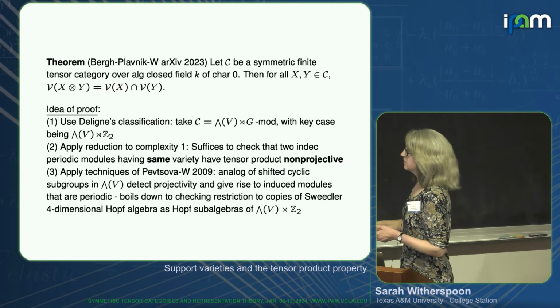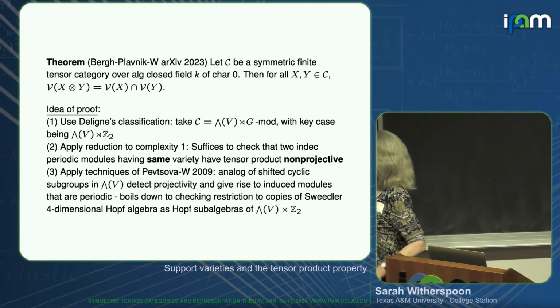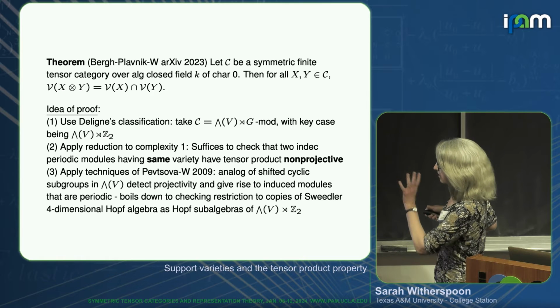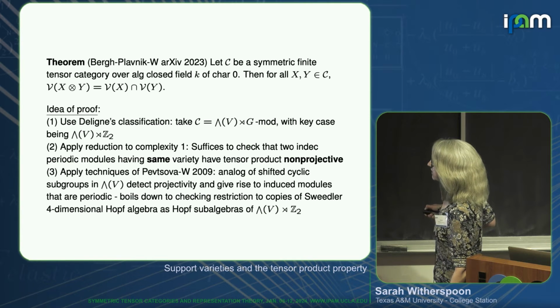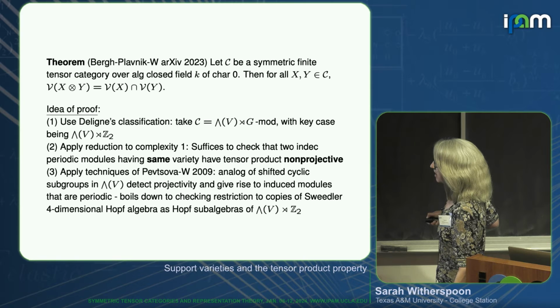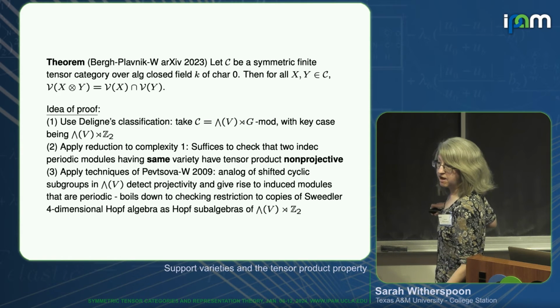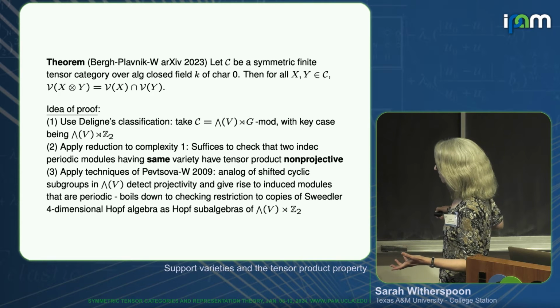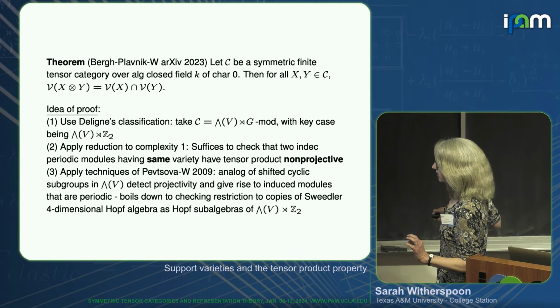Okay, so the second step, we're going to apply that reduction to complexity 1. And what we were talking about just a little bit ago is it suffices to check that 2 indecomposable periodic modules that have the same variety have their tensor product non-projective. Right? So that's what we want to check. And that involves, the way we did it, analogs of shifted cyclic subgroups that are in this exterior algebra.